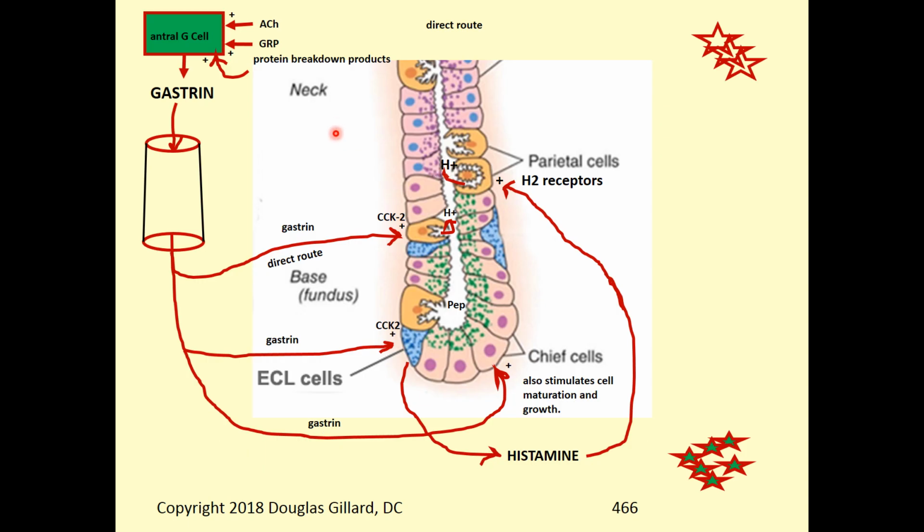You guys know I like my pictures, don't I? Here's just another antral G cell, just another way to look at it. We're going to talk about another stimulator. We know ACh and GRP stimulate antral G cells.